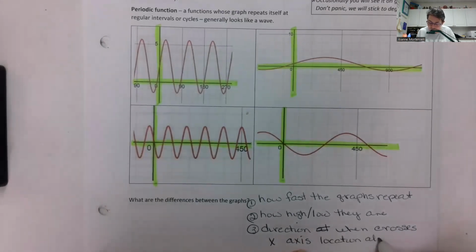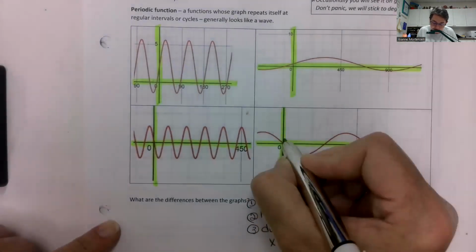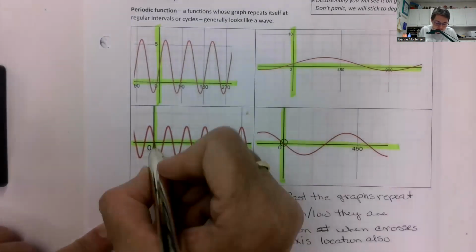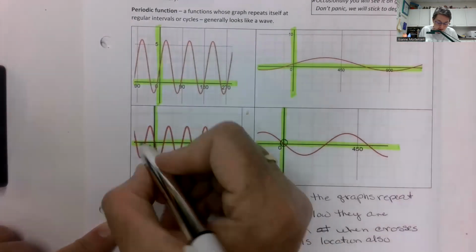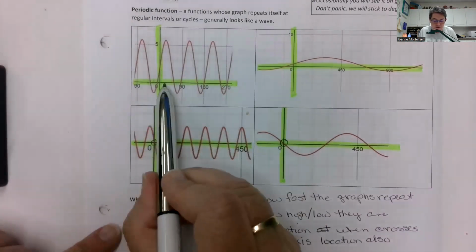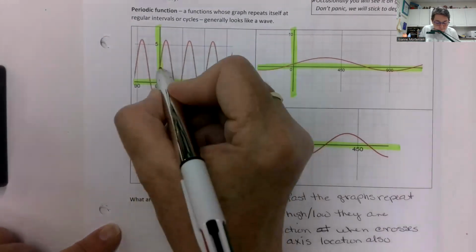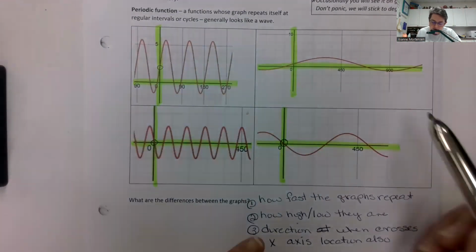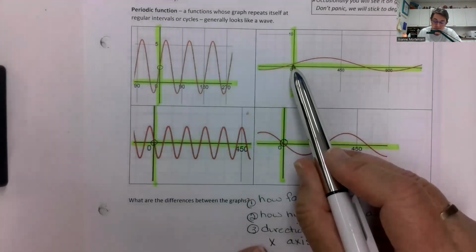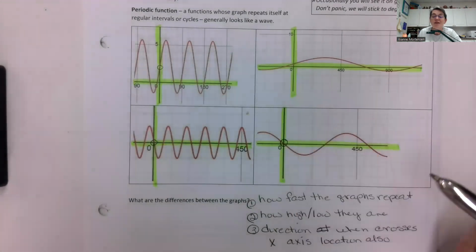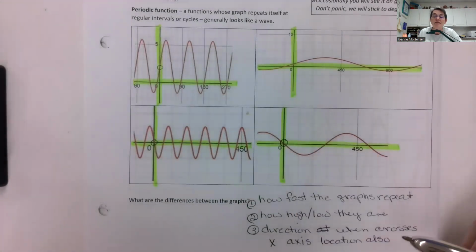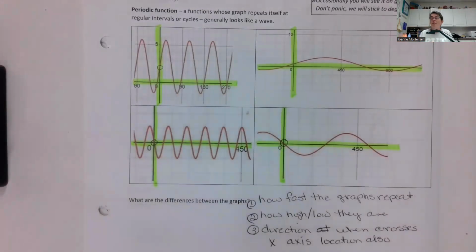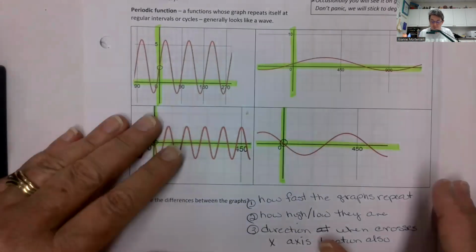Location also, right? So this one here, it looks like it crosses the x-axis exactly at 0. This one, maybe at 2. I don't know how well you can see the background grid in there. This one, I don't know, maybe at 1. I'm not really sure. Okay, but they're all periodic functions. They're all wave functions. That's what you need to get out of this. Okay, ta-da, end of page 1.